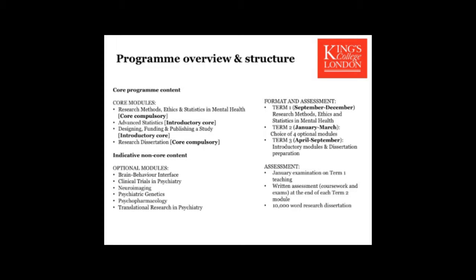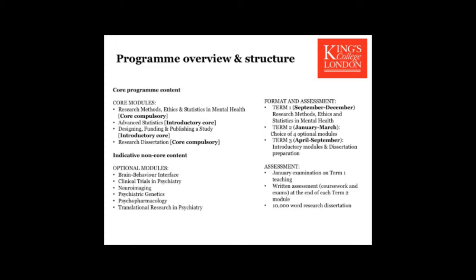So this is the overall structure of the program. There are the core modules. There are 3 of them: the research methods, ethics, and statistics and mental health, advanced statistics, and designing, funding, and publishing a study. And then, of course, at the end, you do the research dissertation. The research methods, ethics, and statistics and mental health is the first module you'll do, and that module will start in September.